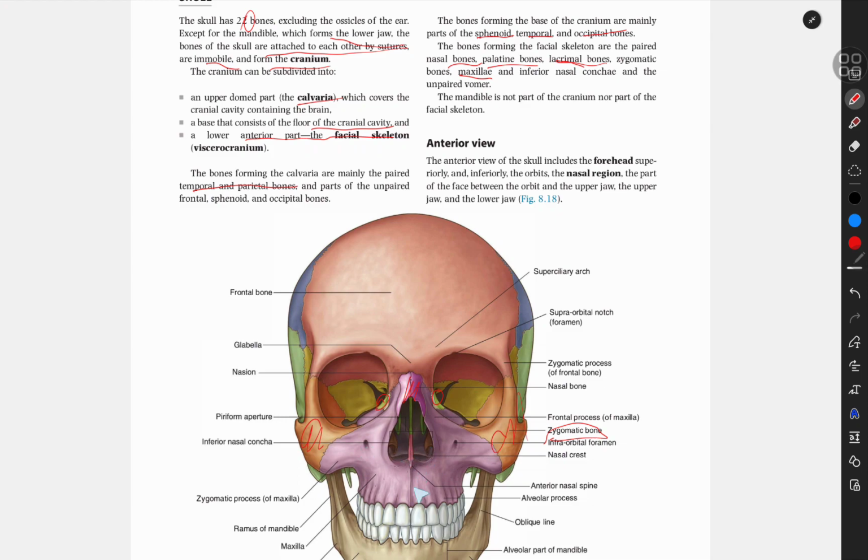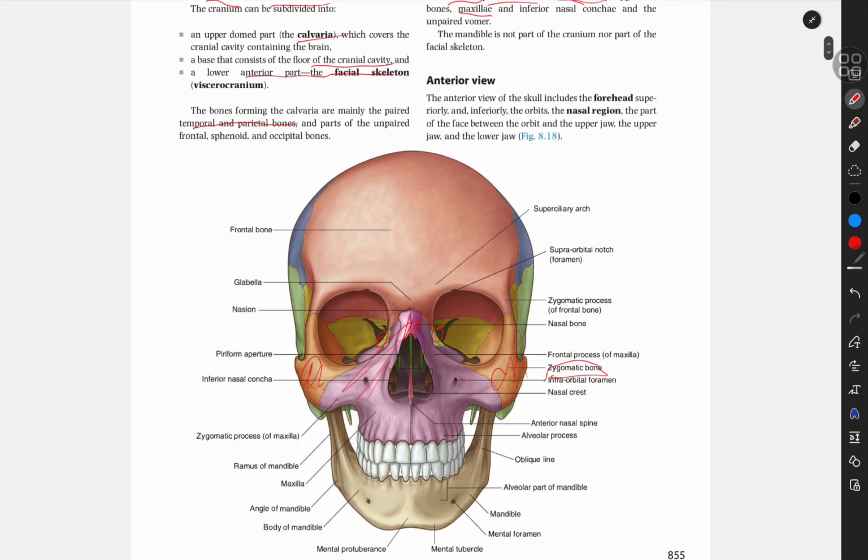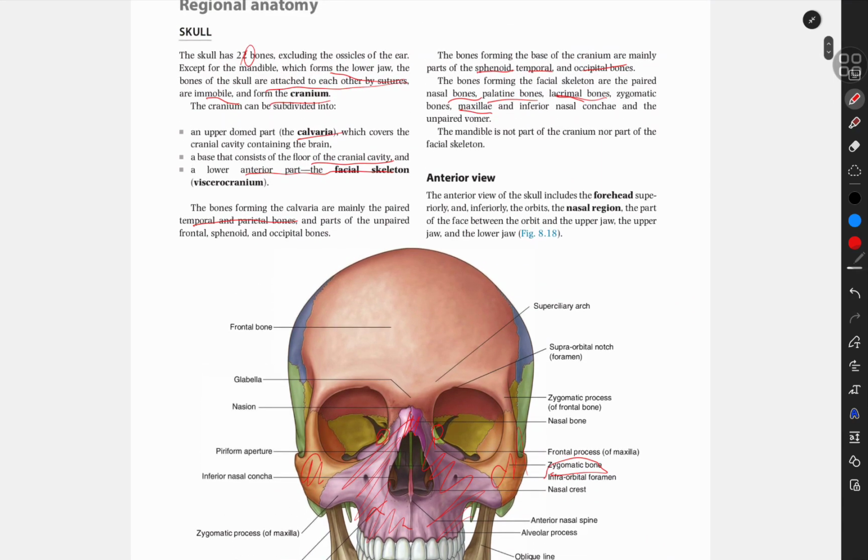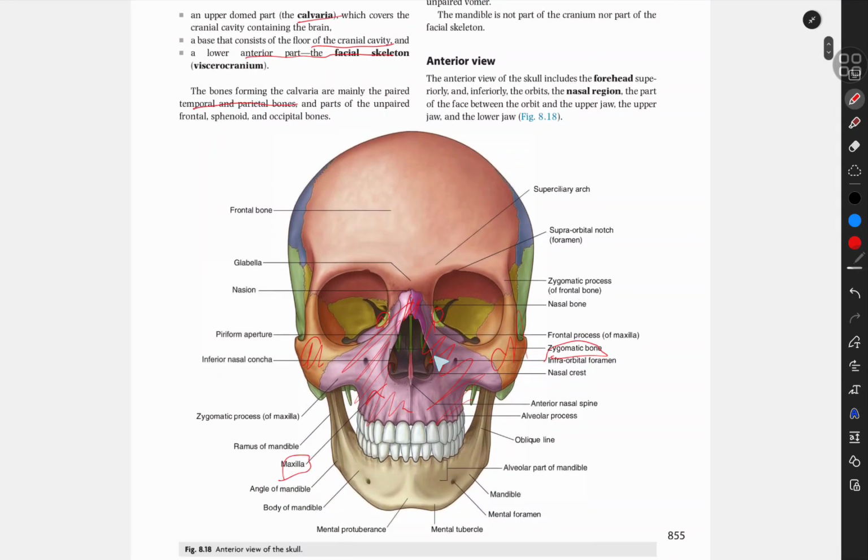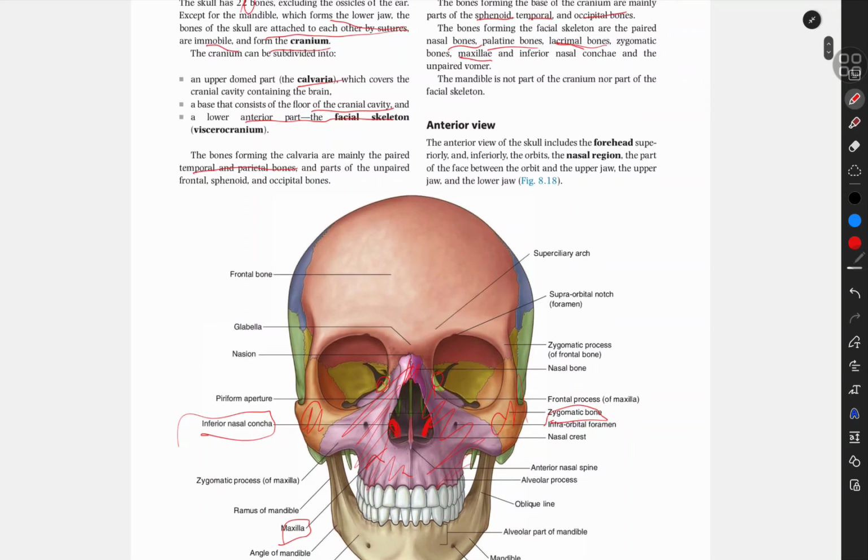Maxillae. So this is the maxilla and this is the maxilla. Then the inferior nasal concha and the unpaired vomer. This is the inferior nasal concha. You can see it on some of our skulls in the lab as well. Inferior nasal concha and the unpaired vomer.